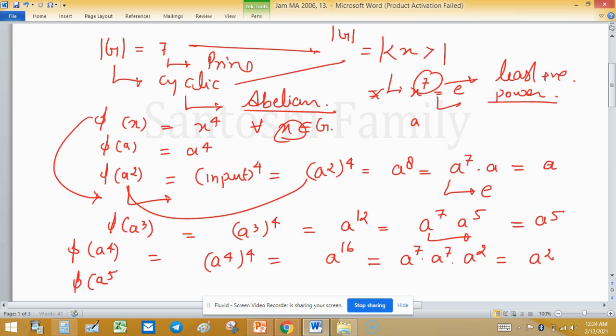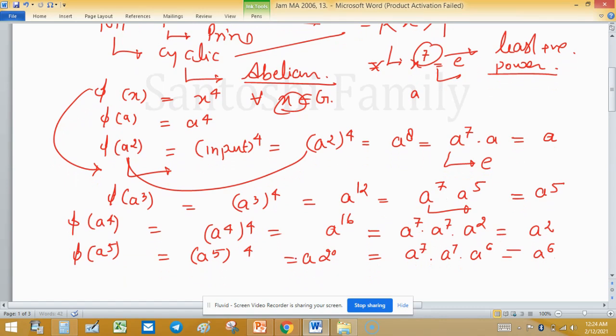Phi of A raised to the power 5 can be written as A raised to the power 5 raised to the power 4, and this is A raised to the power 20, which can be written as A raised to the power 7, 7 and 6. So A raised to the power 6. And the last one, phi of A raised to the power 6, will be A raised to the power 6 raised to the power 4, which is A raised to the power 24. So 7, 7, 7 into A raised to the power 3.